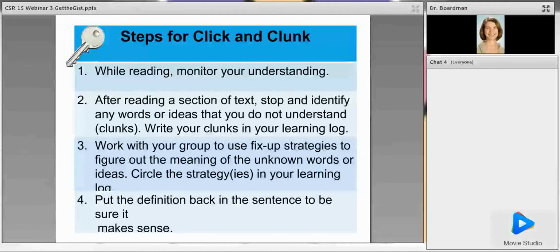And then when they're done with a short section of text, not the whole entire text for a day, but maybe a few paragraphs that the teacher will divide up for them, they will stop and identify words or ideas that are confusing. And then, led by the CLUNK expert, the group will work together to figure out the clunks. And then as a final check, kids put the definition back into the sentence to make sure it makes sense.